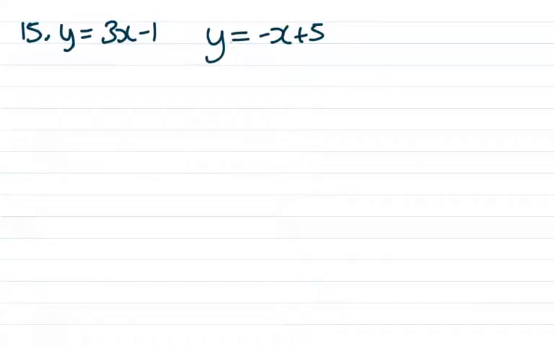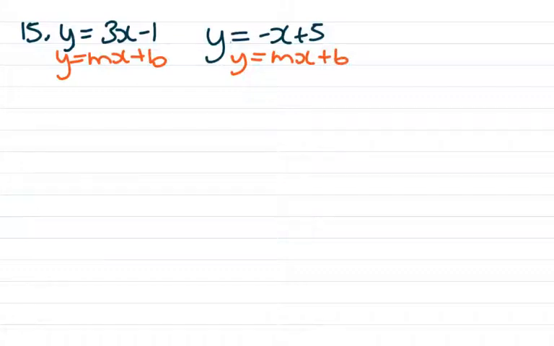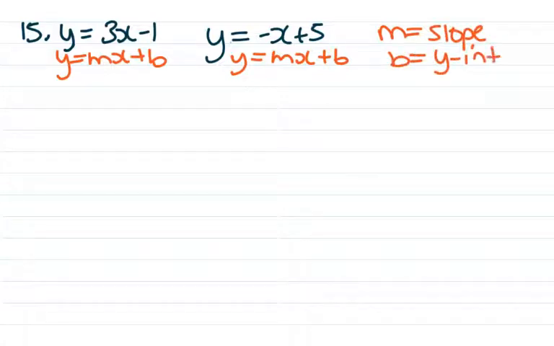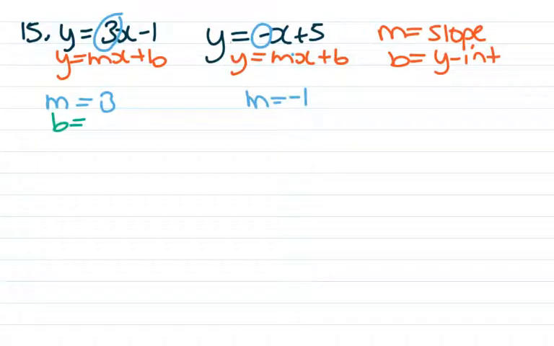So this is in y equals mx plus b form. So m is my slope and b is the y-intercept. So in these situations, m equals 3. It's the number attached to the x. And on this one, m equals negative 1. And b, the y-intercept, equals negative 1 on this one and equals 5 on this one. It's the number that's by itself.